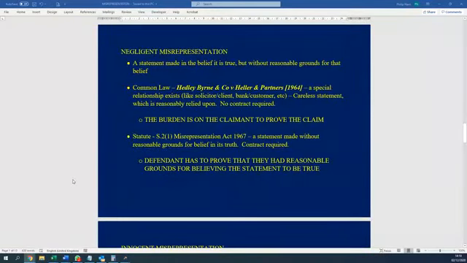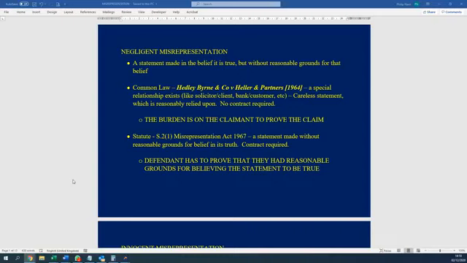Negligent is a slightly lower test. The statement made was believed to be true, but there's no reasonable grounds for that belief. So if I say my dogs are super healthy, I'm saying they're super healthy because I've got them checked, and that's potentially negligent misrepresentation.